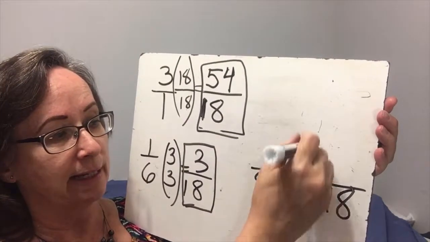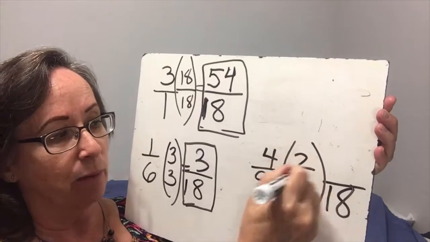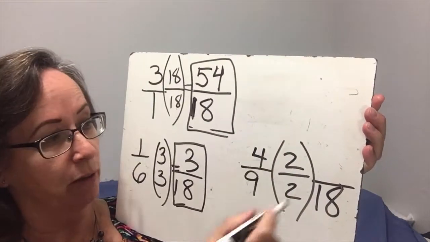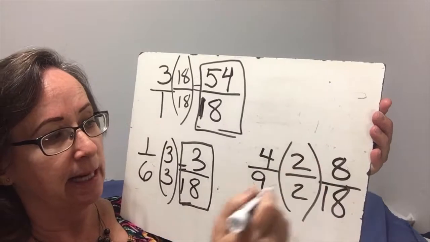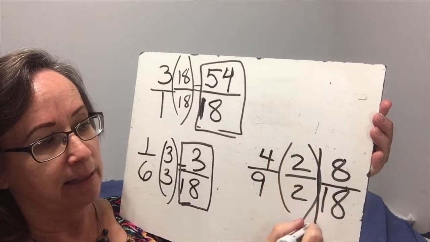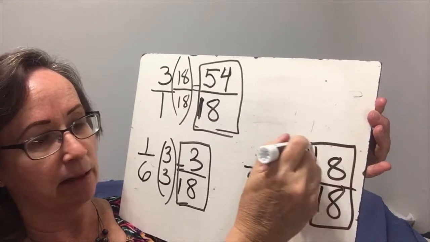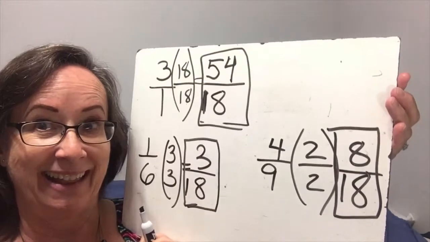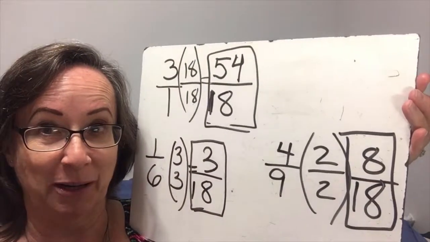9 goes evenly into 18 2 times, so I will multiply by 2 over 2. 4 times 2 is 8. 9 times 2 is 18. So the answer is 8 over 18. And now we go to the B part of our practice.